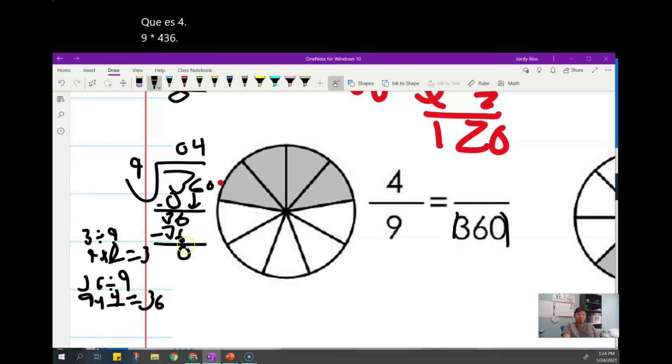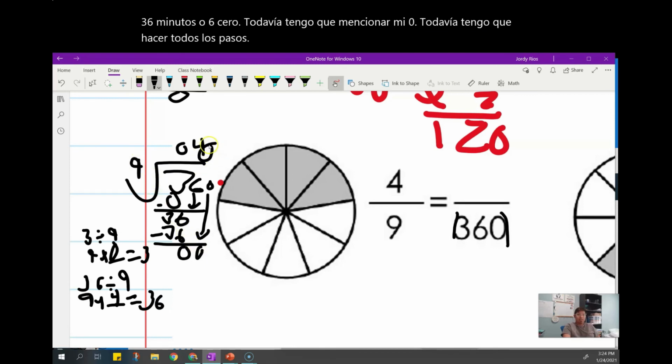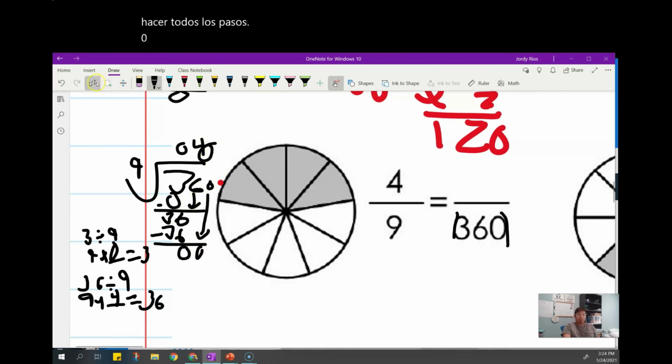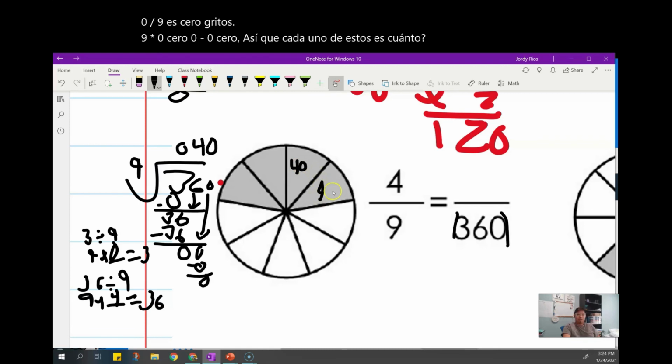36 minus 36 is 0. I still gotta bring down my 0. Still gotta do all the steps. 0 divided by 9 is 0. 9 times 0 is 0. 0 minus 0 is 0. So each one of these is how much? 40. Good.